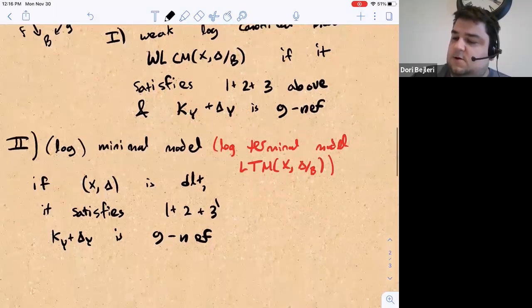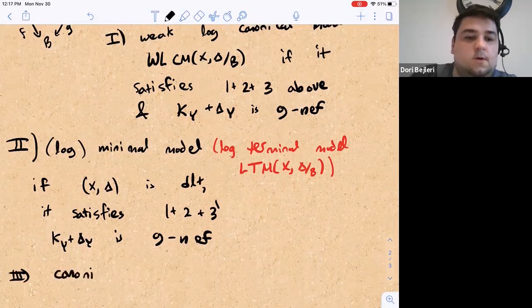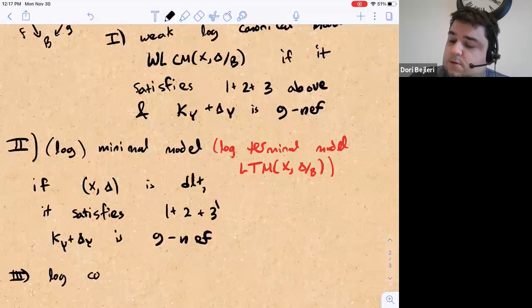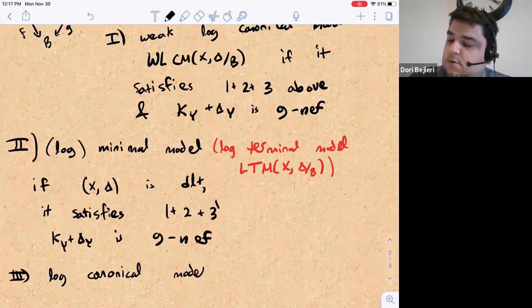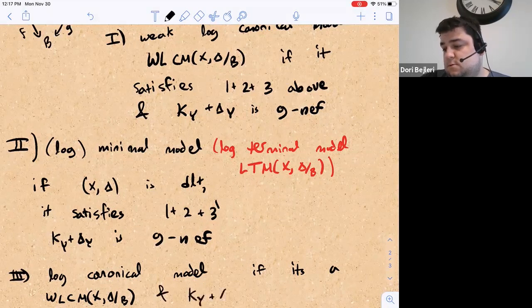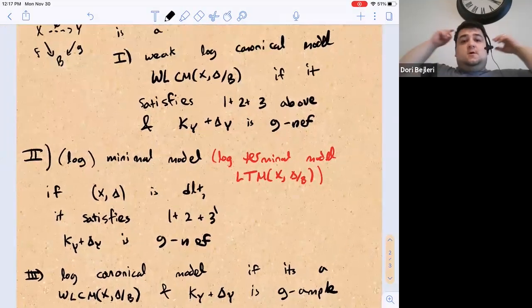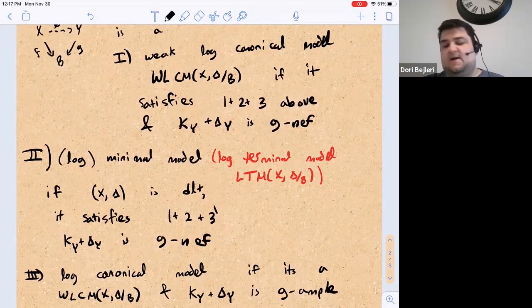And then finally, 3, just the usual canonical model. Or, well, I should still say log. So a log canonical model rather than a weak one. If it's a weak log canonical model, and we actually assume that the log canonical divisor is ample. Okay, so I'll stop there for a second. There are various types of models. Are there any questions about these definitions?